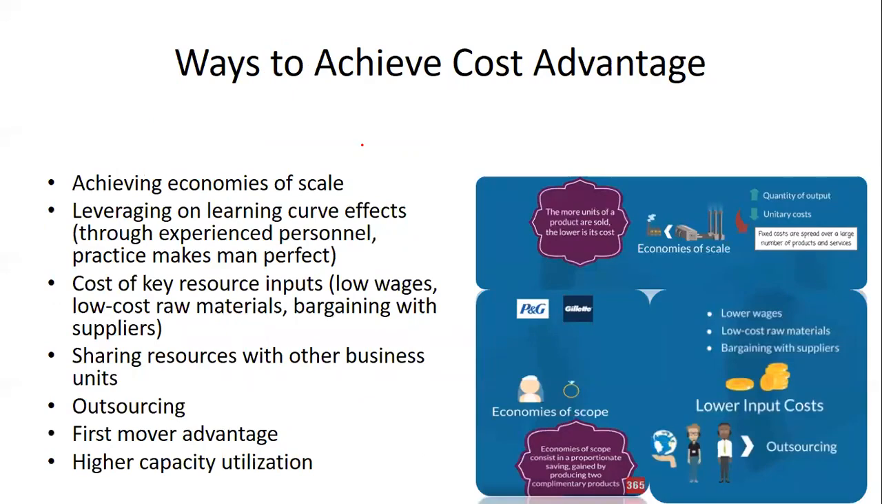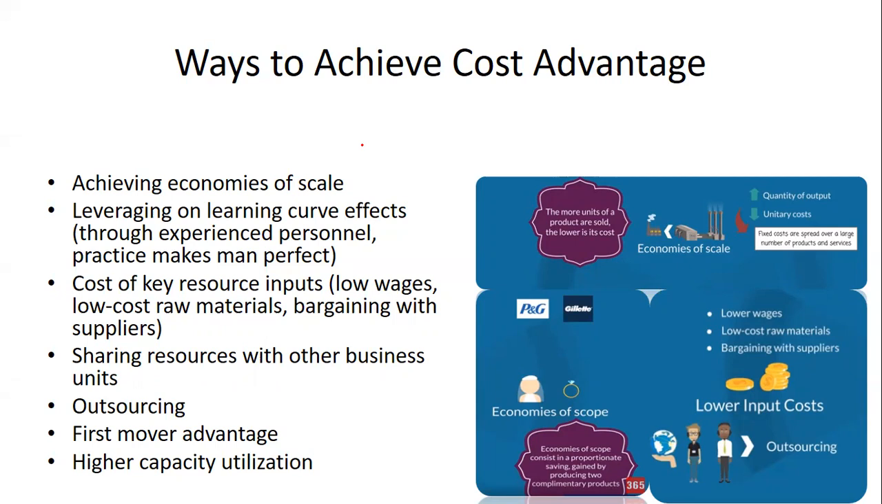Then we have how to achieve this advantage. We can achieve this with the help of economies of scale. We can achieve it by leveraging the learning curve effects, that is through experience and practice, with the practices that make a man perfect. We can also include cost of key resource inputs in the form of low wages, low cost raw materials, bargaining with suppliers, and sharing resources with other business units. Outsourcing can be one of the options. First mover advantages, or higher capacity utilization. So these are the options, which are given in diagrammatic form also.